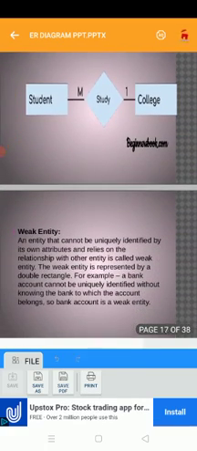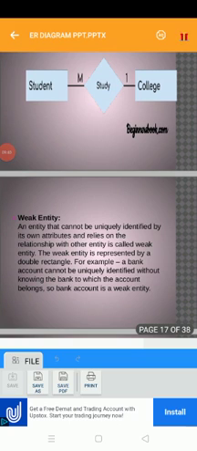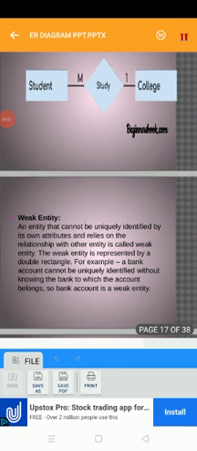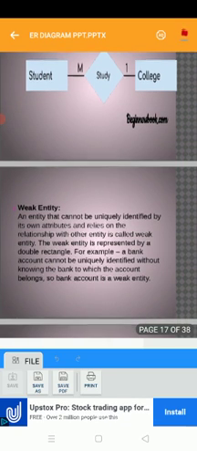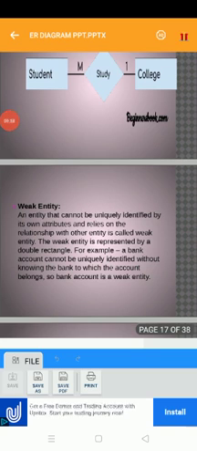Next, weak entity. Entities have two types, strong entity and weak entity. A strong entity is one that does not depend upon any other entity. A weak entity depends upon another entity, and weak entities cannot be uniquely identified by their own attributes. It relies on a relationship and another entity. It is called a weak entity.